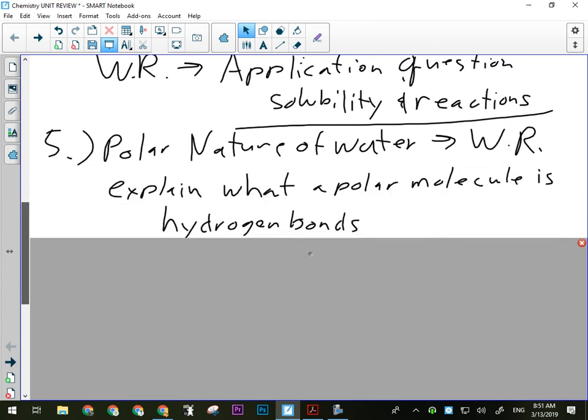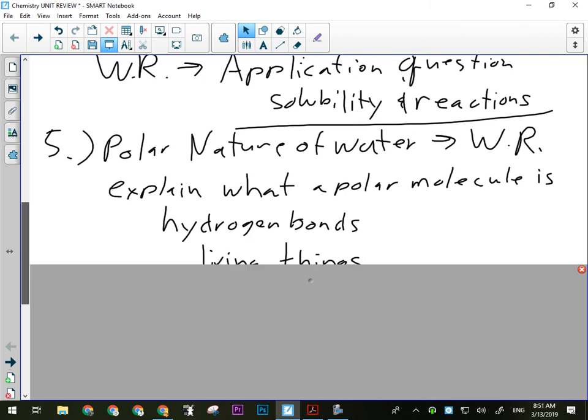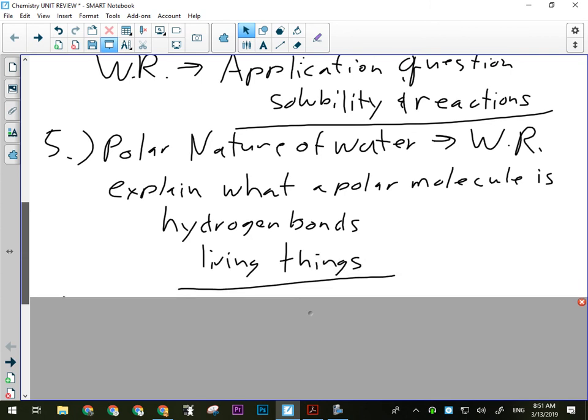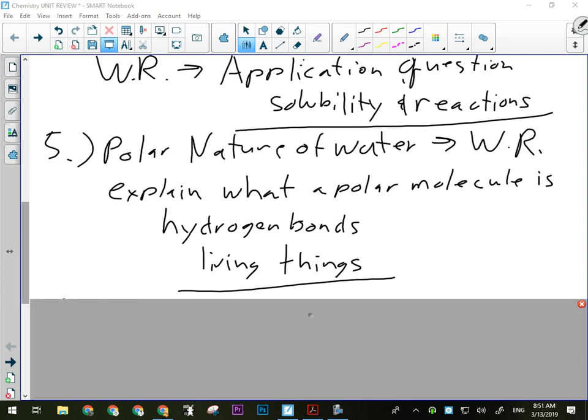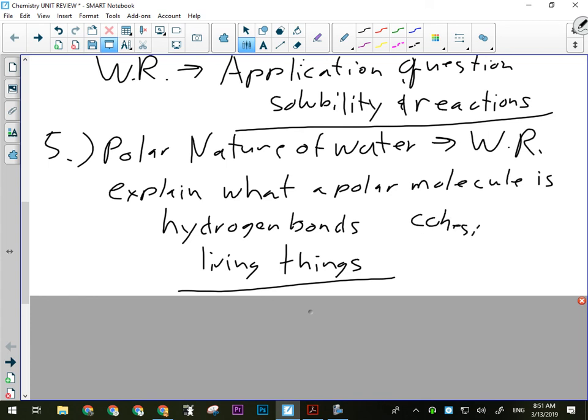So again, explain what a polar molecule is, talk about hydrogen bonds, talk about some living things that might use it. I just said plants. Also make sure that you talk about cohesion and adhesion. Those two things are behaviors of water that are due to the fact that it's polar and it can have hydrogen bonds. So all of that stuff is going to be important.